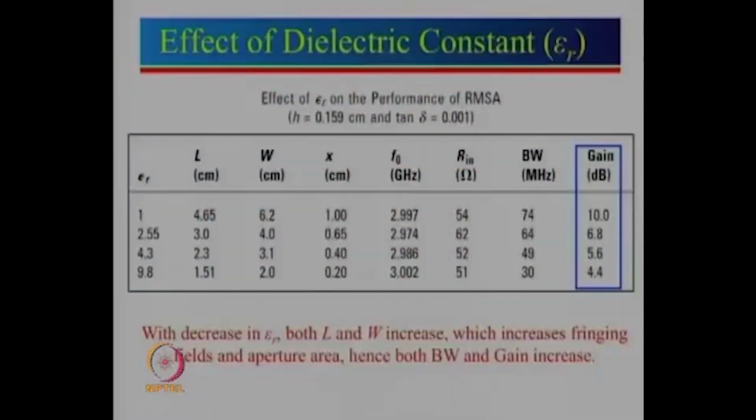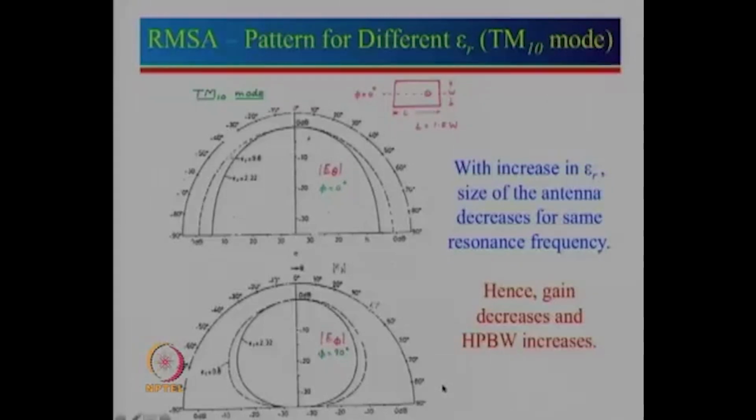In fact, many times we use metallic posts to support that particular antenna, but just to see here, with a general decrease in epsilon r, both L and W increase, and because both L and W are increasing, that increases the fringing field as well as the aperture area. You can see that the aperture area is L multiplied by W, which is much larger. So, because of the larger aperture area we get more gain, and because of more fringing field we get better bandwidth. Now, let us see a radiation pattern for different modes.